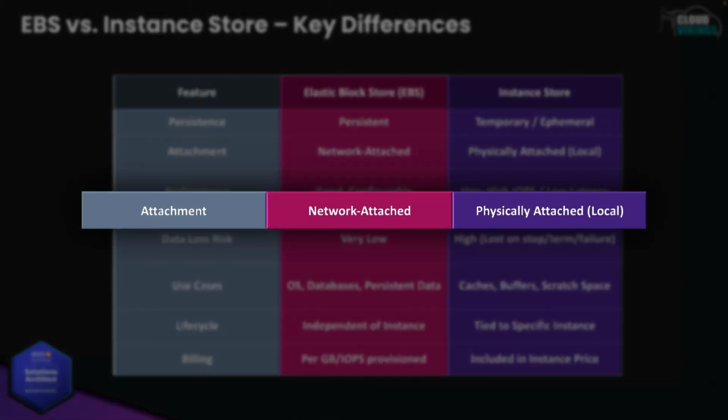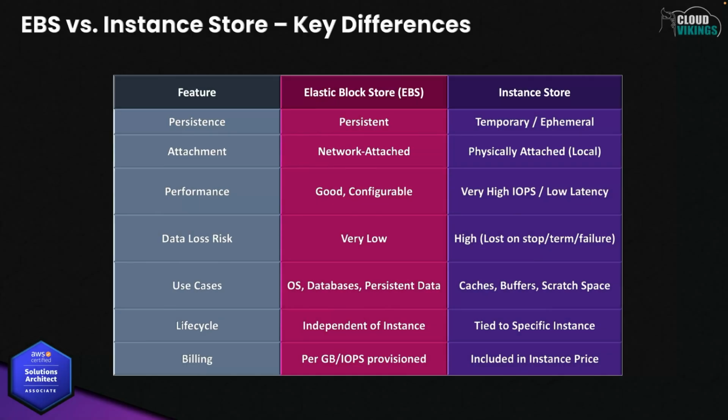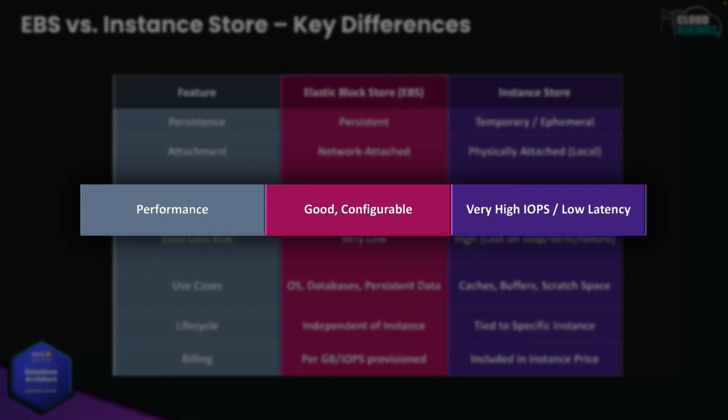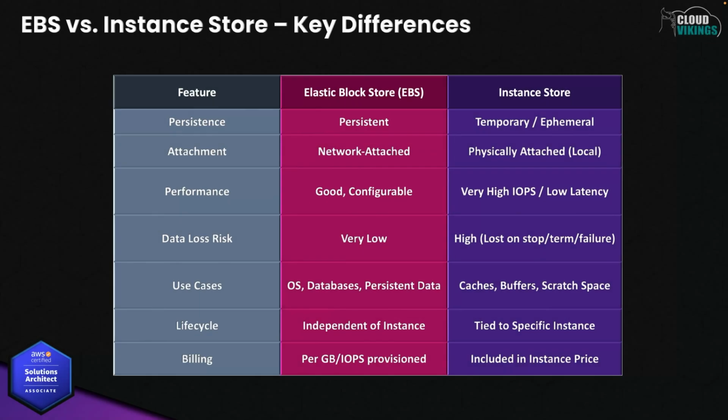Looking at our EC2 instance attachment features, EBS is again network attached, offering a lot of flexibility, but it introduces some network latency. Instance Store is physically attached, being local to the physical hypervisor host, and therefore offers very low storage latency for our EC2 instance. On the performance side of things, Instance Store generally offers the highest raw IOPS and lowest latency, especially with the NVMe types. On the other hand, EBS performance is very good and highly configurable with different volume types, allowing us to pay for the performance we need, but it usually has a slightly higher latency than Instance Store, again, due to the network aspect.